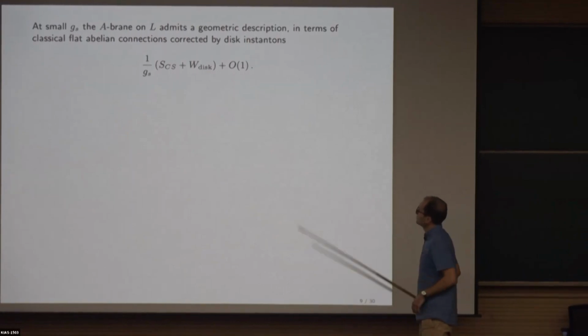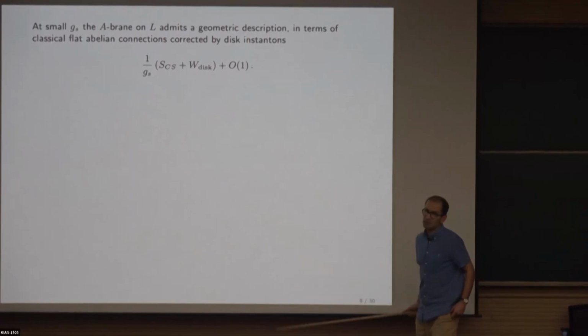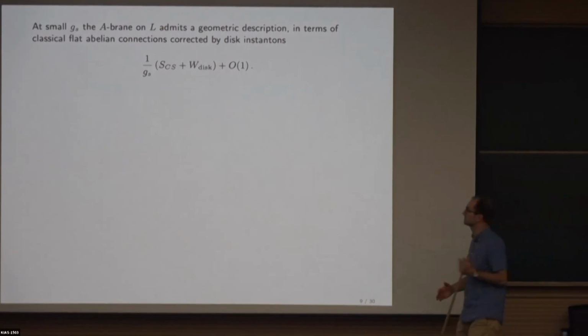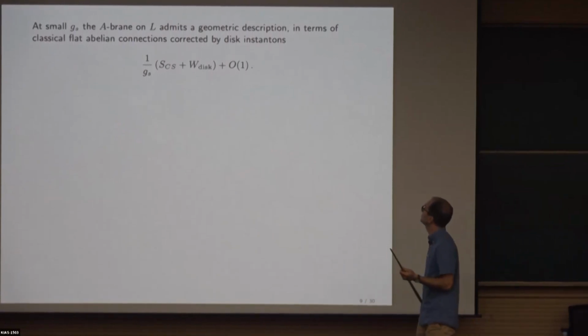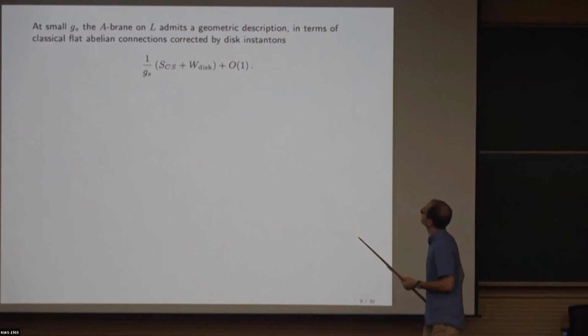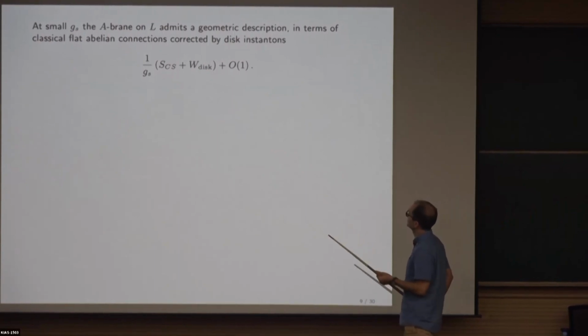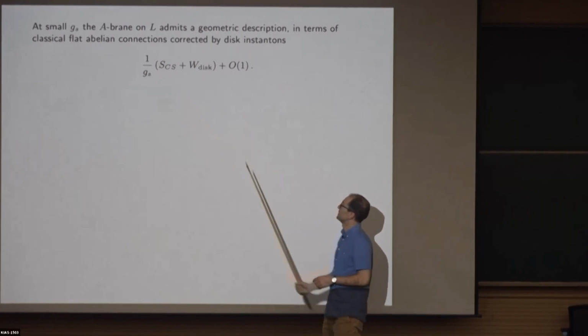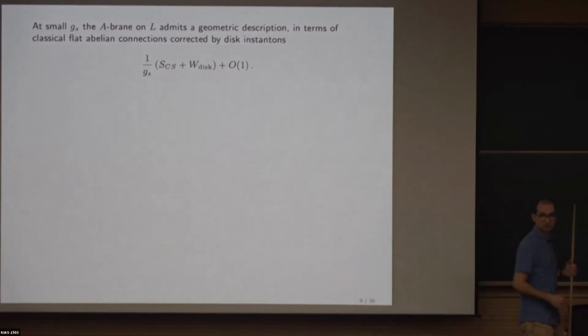Okay, so now since we're working at small string coupling, we can think of the brane as a geometric object. We can think of it as a special Lagrangian with a flat connection on top. In fact, it's an abelian flat connection because we have a single brane. Then the full free energy of the brane will include the disk instantons, but also the classical action of the connection, which is the Chern-Simons action.